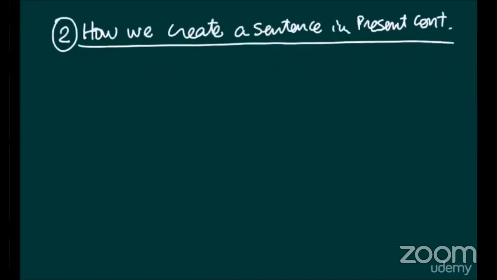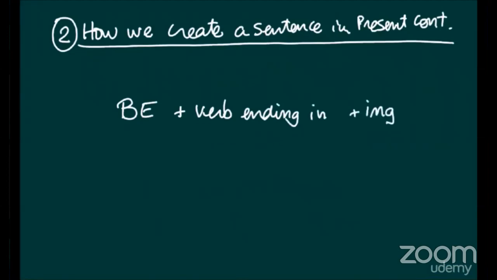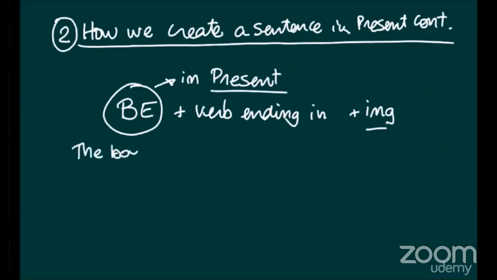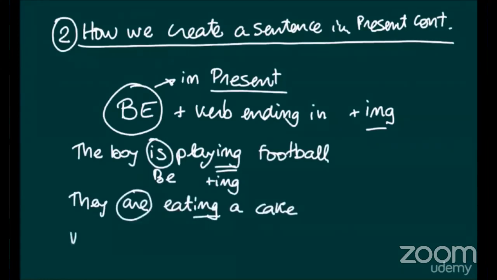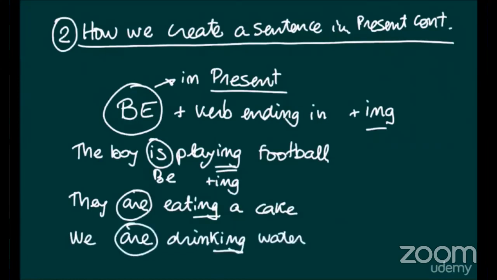2. How we create a sentence in present continuous. All continuous tenses follow the same structure: be plus verb ending in ing. In the present continuous, the verb to be goes in present. For example, the boy is playing football. They are eating a cake. We are drinking water.